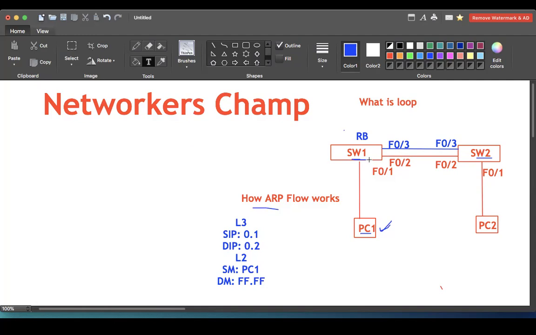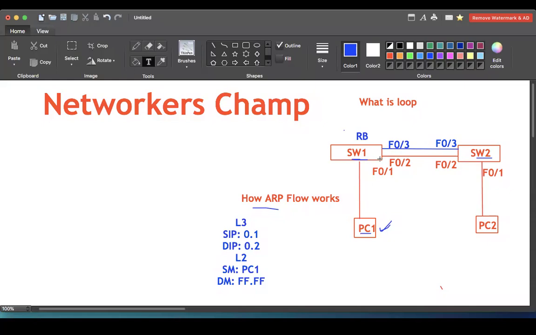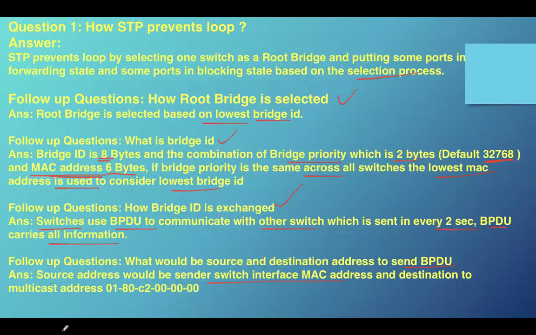Now there may be another follow-up question. If switch 1 sends a BPDU, let's say on F0/2 and F0/3, what would be the layer 2 source MAC and destination MAC? What would be the source address and destination address? That's why I have mentioned follow-up questions here. What would be the source and destination address to send a BPDU? The source address would be the sender switch's interface MAC address. Meaning if the BPDUs are generated on this interface F0/2, the source MAC would be this interface's MAC address. The destination MAC address is always a multicast address, 0180C2000000.